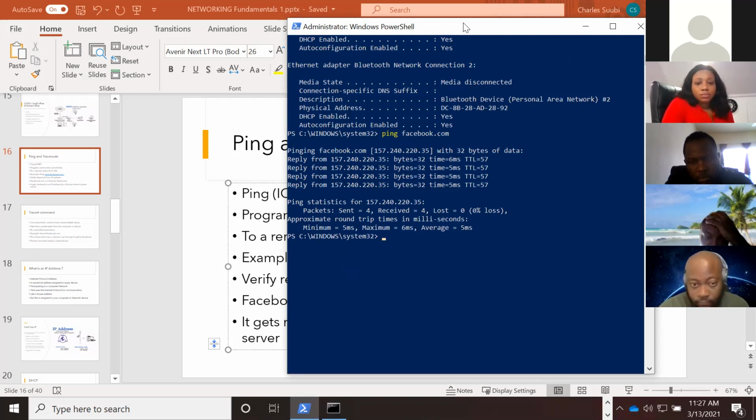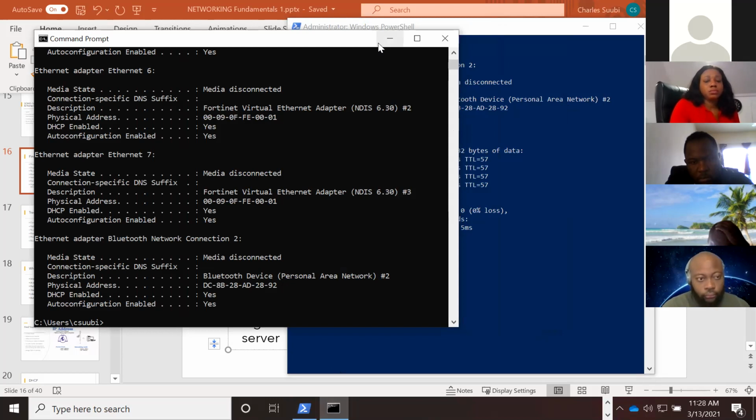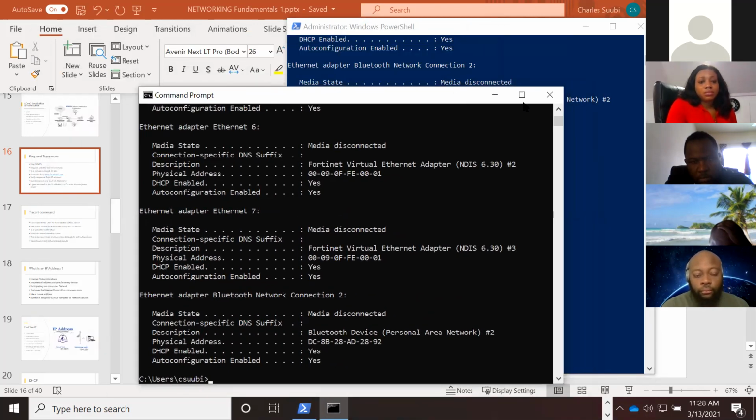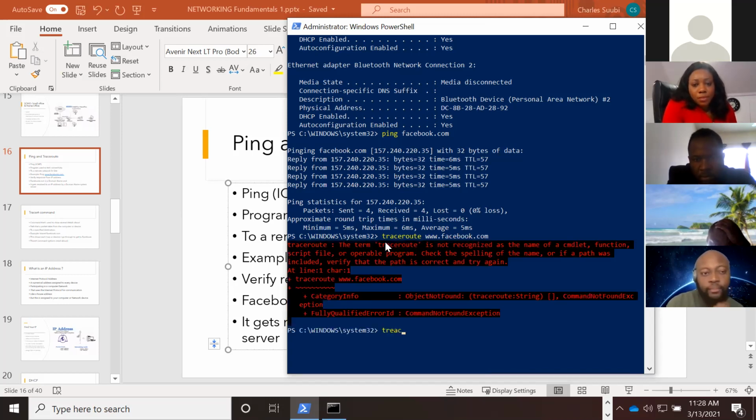Everyone fire up your command prompts and do a traceroute to facebook.com. Charles, tracert will work. Traceroute is not going to work. I think for Windows, tracert is going to work. If you do a traceroute, it's not going to work. Yeah, you're right, tracert.